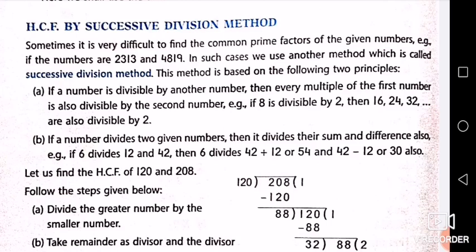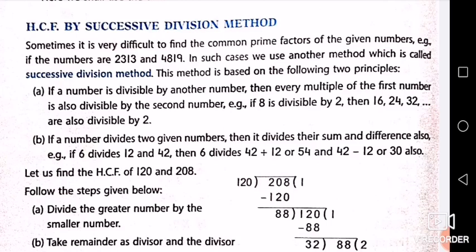A, if a number is divisible by another number, then every multiple of the first number is also divisible by the second number. Example, if 8 is divisible by 2, then 16, 24, 32 are also divisible by 2. Now B, the second principle is, if a number divides two given numbers, then it divides their sum and difference also. That we have seen in our previous exercise.